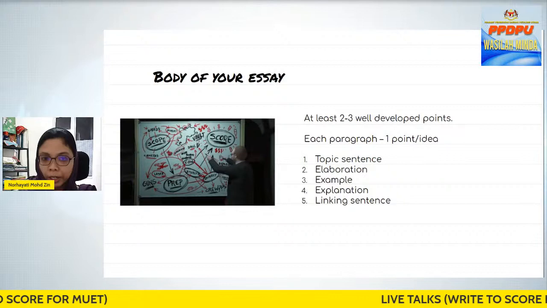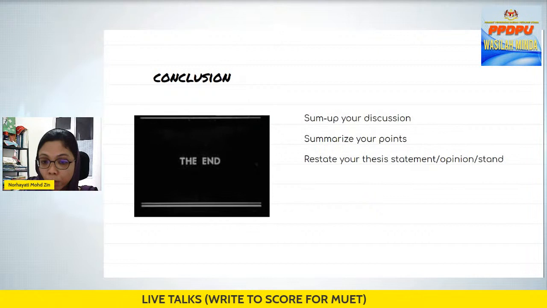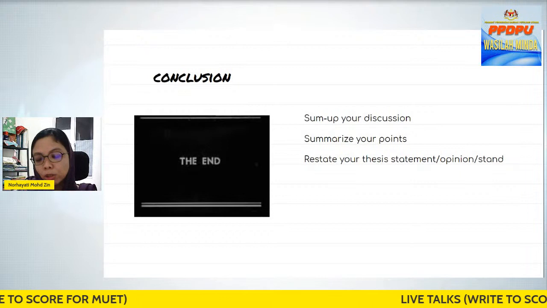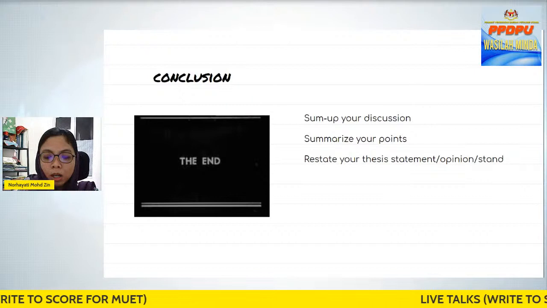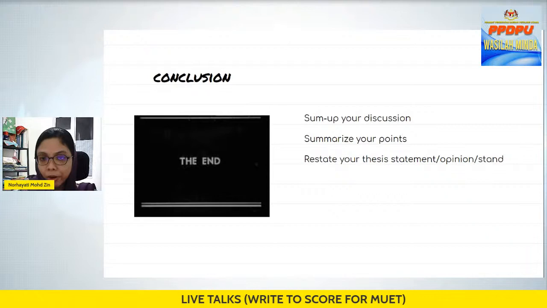Okay, and the conclusion, the sum up of your discussion, you can summarize your points, you can restate your thesis statement. For example, again, I would like to agree with the statement given because, and so on. Okay, this is a basic convention of writing that we have here. So you have 5 paragraphs: introduction, 2 to 3 points, and then your conclusion.